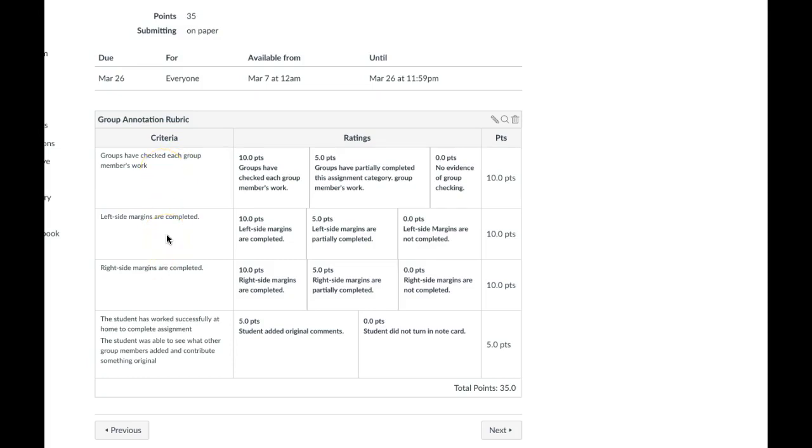You've completed the left side margin, which is the facts and vocabulary and information. You've completed the right side margins, which makes connections to the novel and the stories and characters of the novel. And then you make sure that you add original information. So for example, if you go on and you see what your classmates have made and you need to add something, you want to make sure that you add a new idea or change one of the ideas. Okay, so here's the rubric.